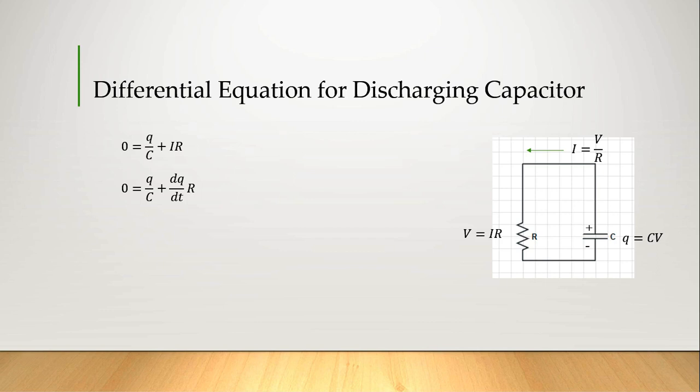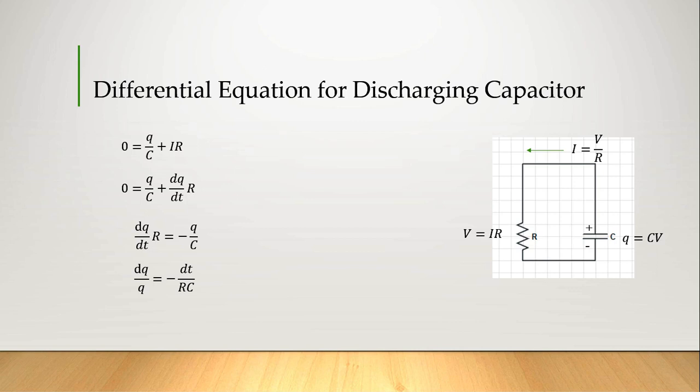So if we had a function of q that we knew was a function of t, I is really the first derivative of that function. Now if I solve this for q, I end up with an equation like this: dq dt times R equals negative q divided by C. Rearranging one step further, I get dq over q equals negative dt over RC.